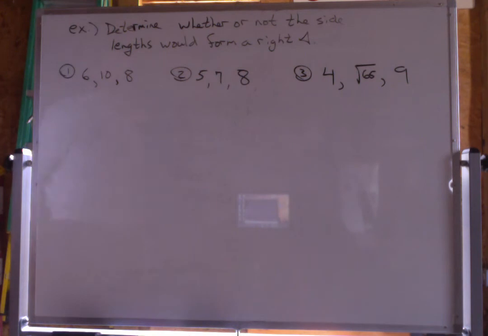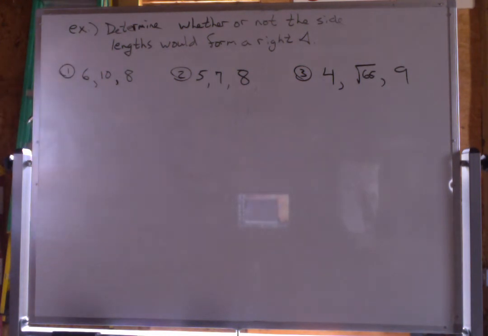So jot this down, the example and the directions here. Determine whether or not the side lengths would form a right triangle. Okay, number one here. I have side lengths, maybe these are inches, centimeters, I'm not sure of the units, but these represent the three side lengths of a triangle: 6, 10, and 8.